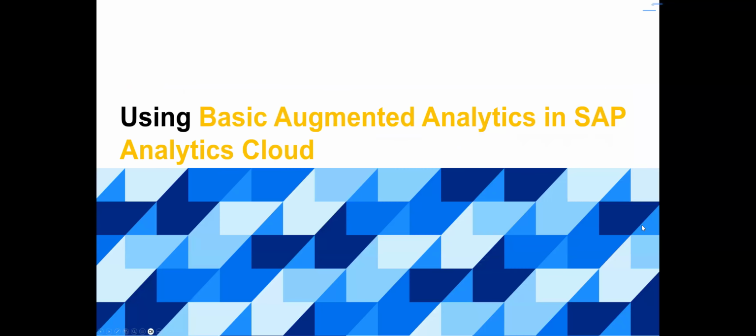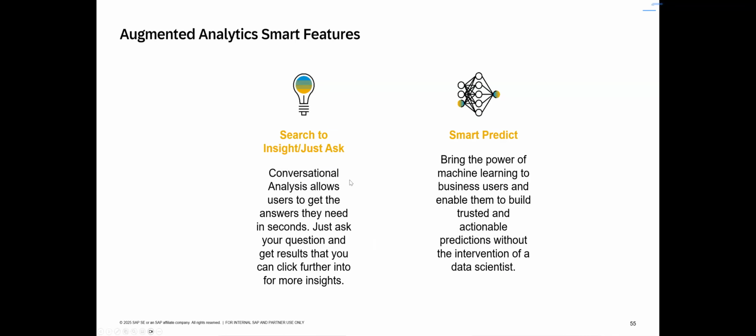Next, we have basic and augmented analysis in SAC. What do we have in augmented analysis in SAC? Basically, we are going to discuss 2 points: of course, search to insight or Just Ask, which I think we showed you in the system demo. It is basically conversational analysis that allows users to get the answers they need. You can just ask your question to get results, and you can click and drill further into them for more insights.